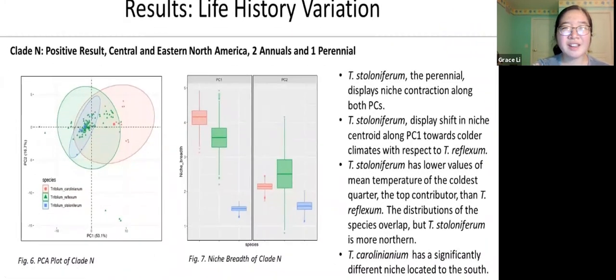Clades N and K show life history variation. In clade N, Trifolium solaniferum, the perennial, displays niche contraction relative to the other annuals along both PCs, and also a slightly lower mean temperature of the coldest quarter than the annual Trifolium reflexum.